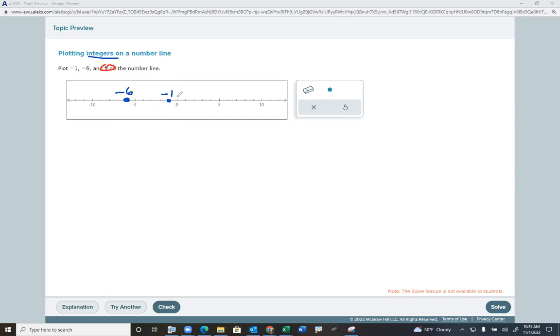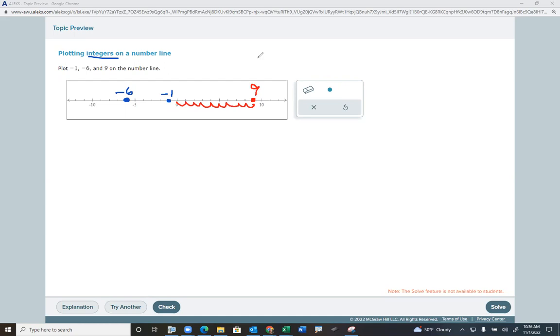Okay, now 9 is positive, so we're going to go the other way. So we'll go 5, and if you could go to 10 and then back it up 1, however you want to think about it. Or you could think of it as 1, 2, 3, 4, 5, 6, 7, 8, 9, which is a little tedious, but it's up to you. And then 9 would be right there.